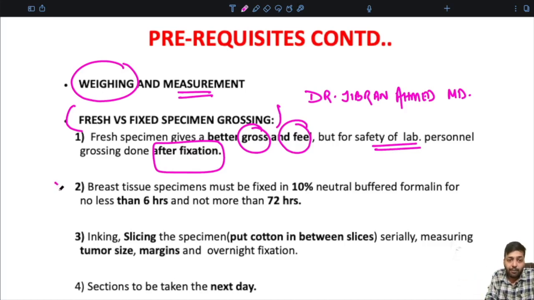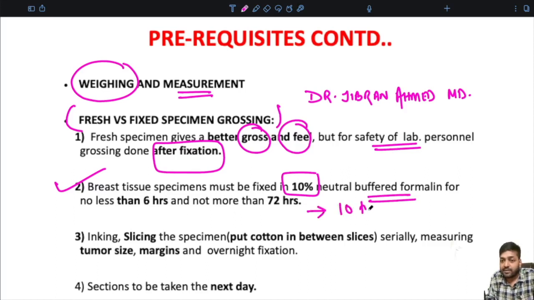Again, the breast tissue specimen must be fixed in 10% neutral buffered formalin for no less than 6 hours and not more than 72 hours, and it should be done in 10 times the volume of the specimen. So the amount of formalin that is used is at least 10 times, that you should use. Then inking, slicing the specimen, cutting in between the slices serially, measuring the tumor size, margins and overnight fixation.